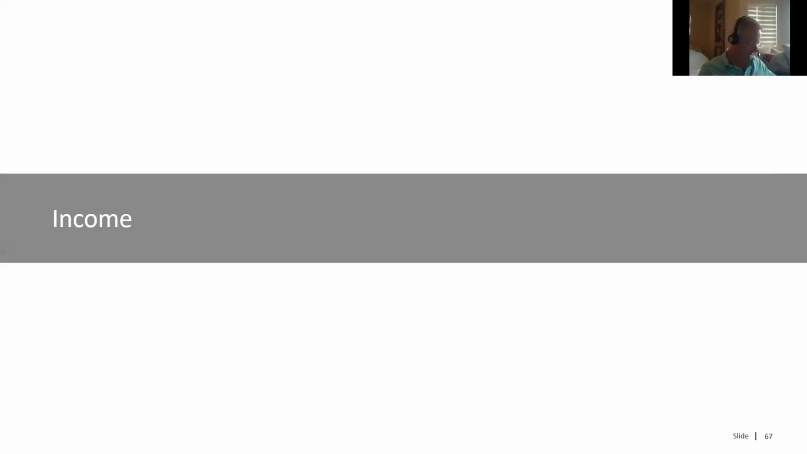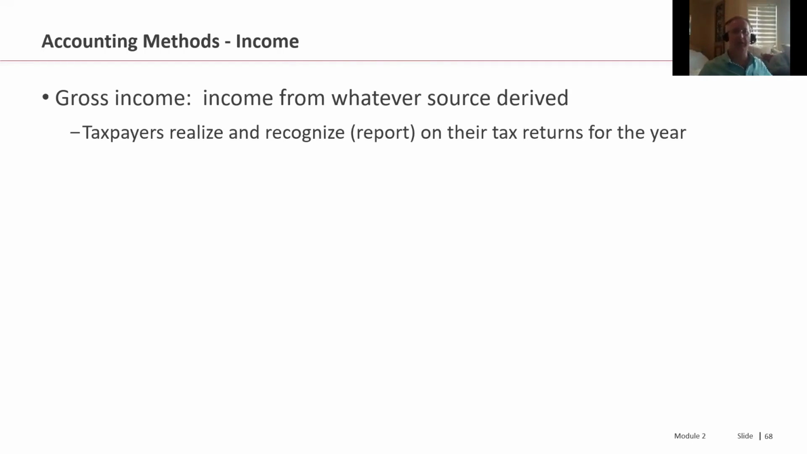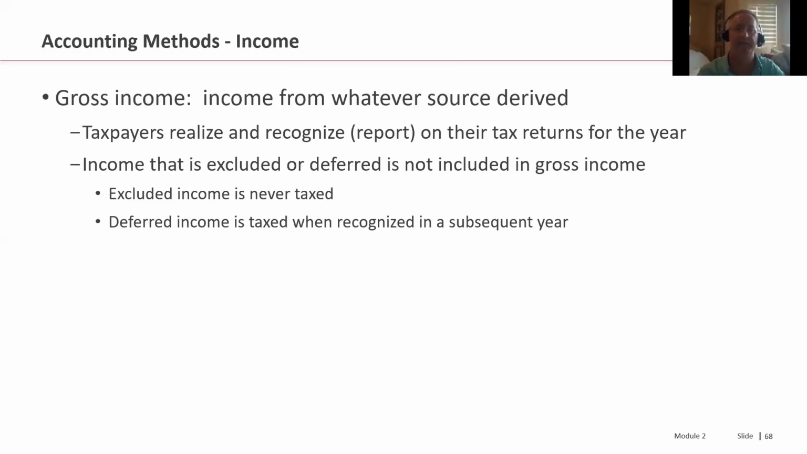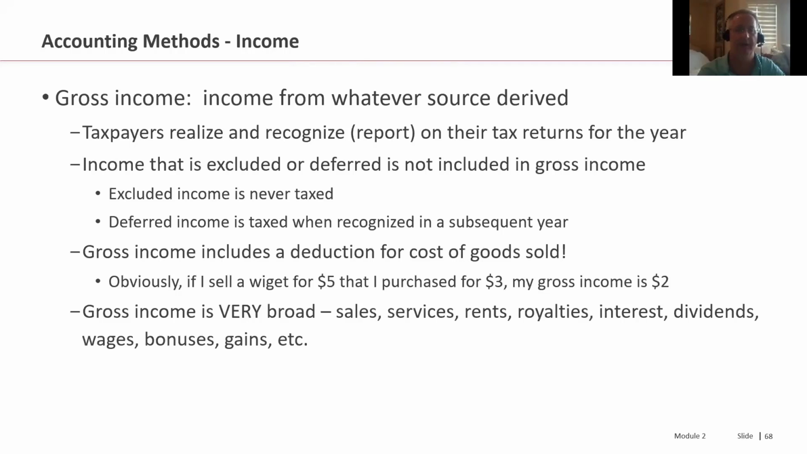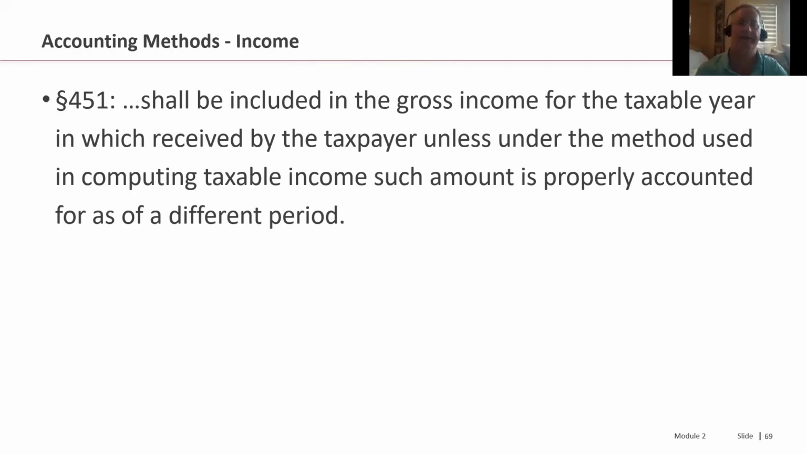Okay, now we get to shift to income for a little bit. So we know gross income is income from whatever source derived. Taxpayers realize and recognize income, which means they report it on their tax returns for the year. If it's not excluded or deferred, which means it's not included in gross income, then it's not recognized. Gross income includes a deduction for cost of goods sold. This is all redundant. We've all covered this before. Gross income is very broad. All sources, any format. Okay.